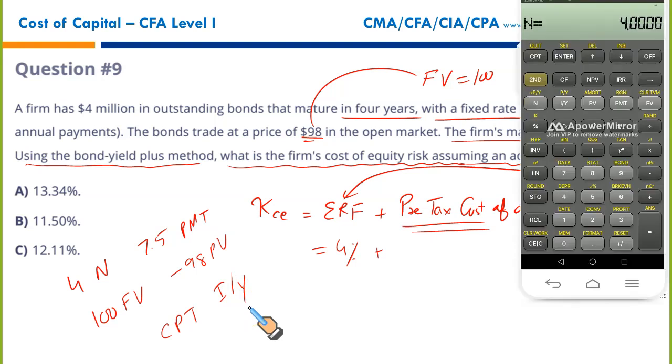4N, 7.5 is PMT, 100 FV, negative 98 is the current market price PV. Just press CPT and this sign, it gives you 8.1053. Just add this number here.